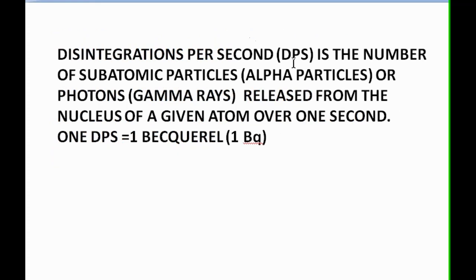Disintegration per second is the number of subatomic particles, that is alpha particles or gamma rays, released from the nucleus of a given atom over 1 second. 1 dps, that is disintegration per second, is equal to 1 becquerel.